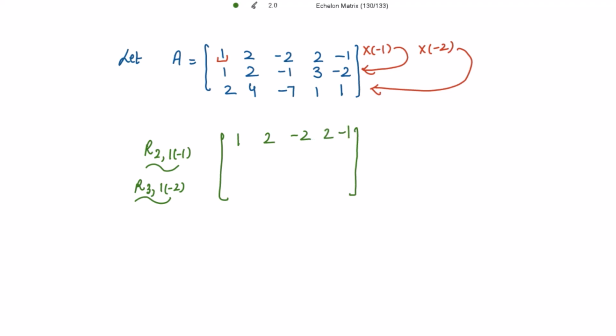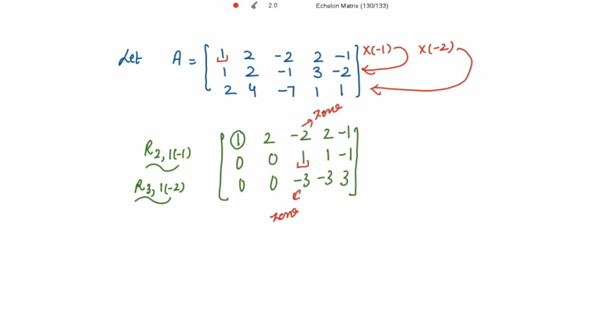and the second row will be changed into 0, 0, 1, 1, -1. The third row will be changed into 0, 0, -3, -3, and 3. So this becomes the leading element for the first row. For the second row, we are having this 1 as the leading entry, right? What is a leading entry? It is the first non-zero element of the row. To make this the leading element, we need to make these two elements 0.